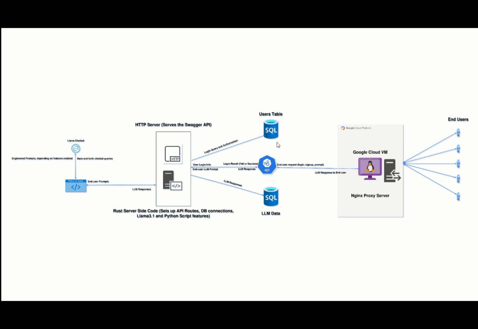The end user will interact through a proxy server hosted on our VM. That VM interacts with our Swagger API, and that goes through our server code, which then distributes data based on the type of API request made to the API. That server is also running a backend Python script that is hosting a Llama 3.1 model locally. So that API has 3 endpoints: login, sign up, and prompt and response for the AI data.